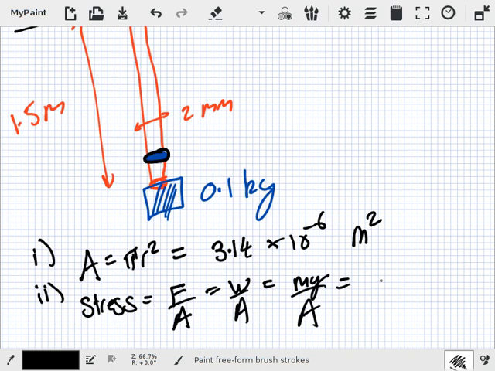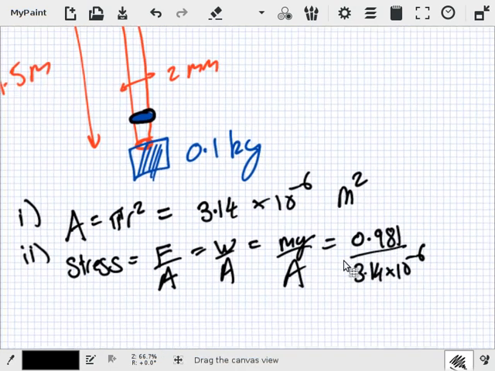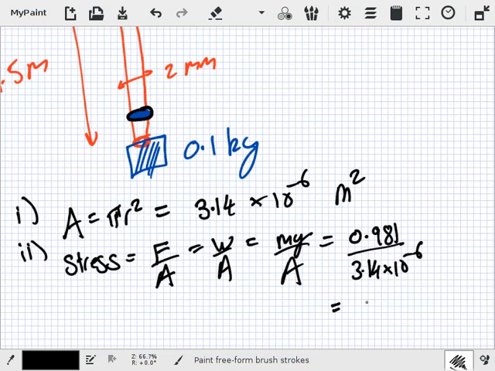So let me see, that would be 0.981 over 3.14 times 10 to the minus 6. So that should be a pretty big number. What did you get here, folks? Okay. 10 to the 7 or something?